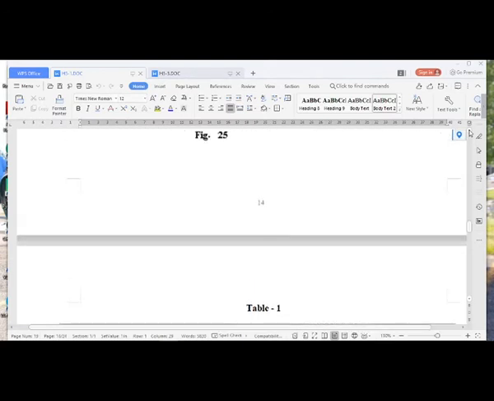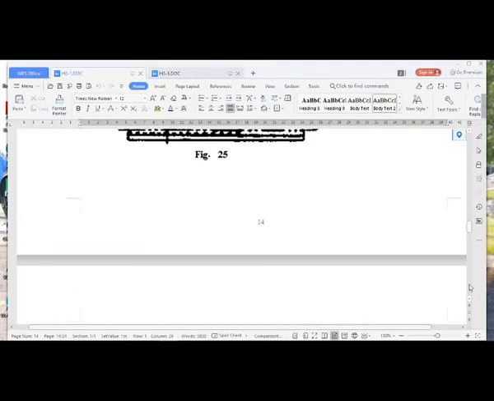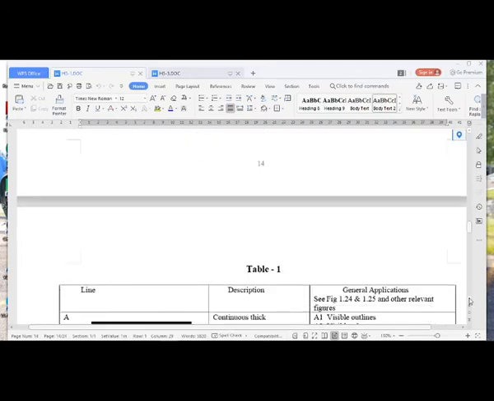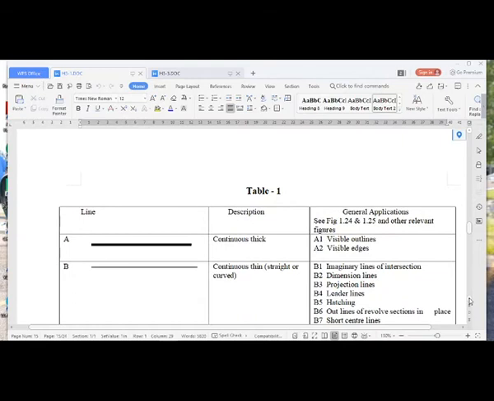Most important is lines drawing. So there are many different types of representations of lines here. The continuous thick line is used to represent, for general purposes, visible outlines and visible edges. Similarly, B is a continuous thin, straight or curve.